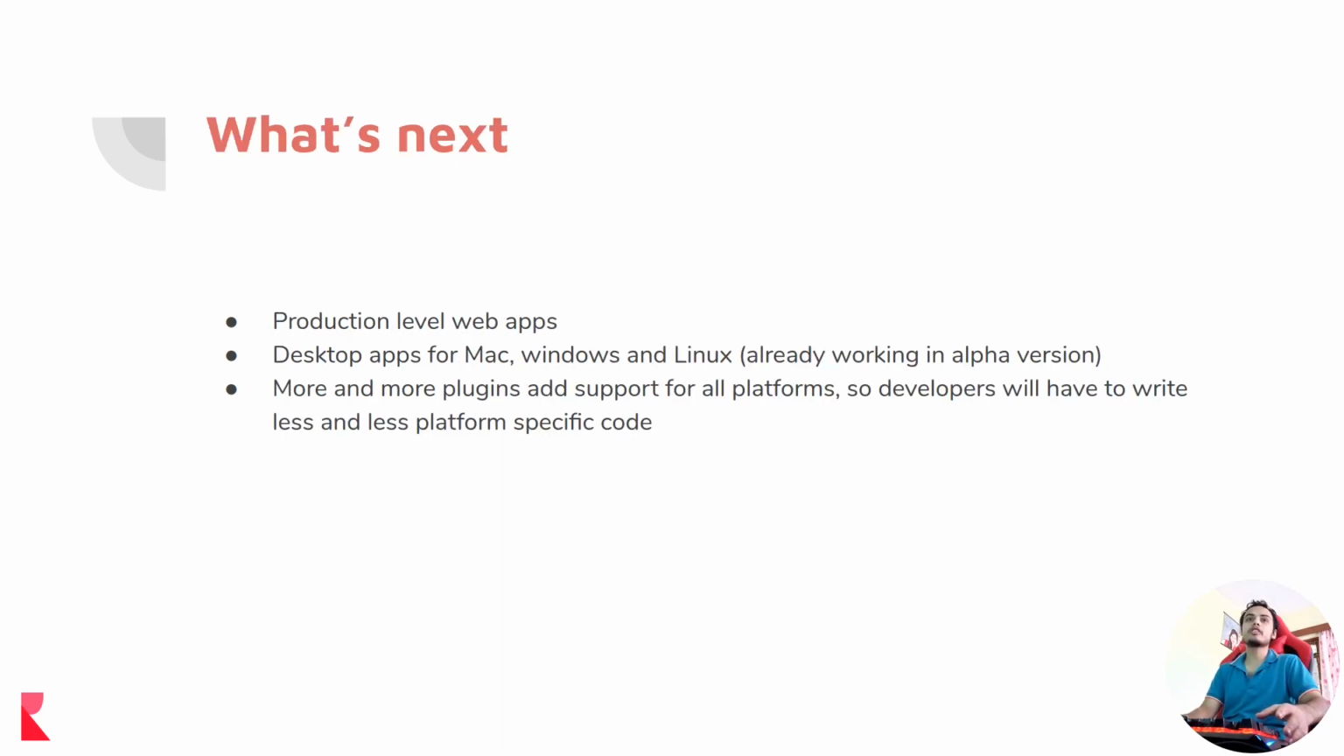So what's next with Flutter? Now that web apps are in beta, we can expect that soon the web apps will be production level, and desktop apps for Mac, Windows and Linux, which are already working in alpha version, you can still work with it, even produce a build and deploy it, like for Linux in Snap Store and Mac in App Store. So it's already in alpha version, but we can expect more and more support. And finally, more and more plugins will come in the platform that support all different platforms like web and desktop, so that any developer writing a business specific application will have to write less and less platform specific code, which makes it easier and more robust to maintain the code.